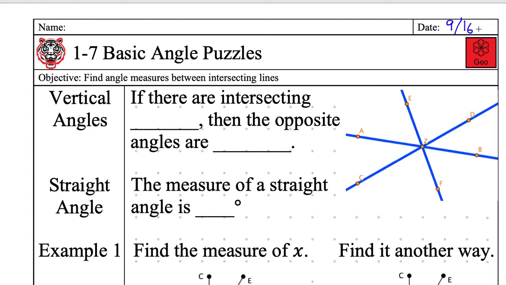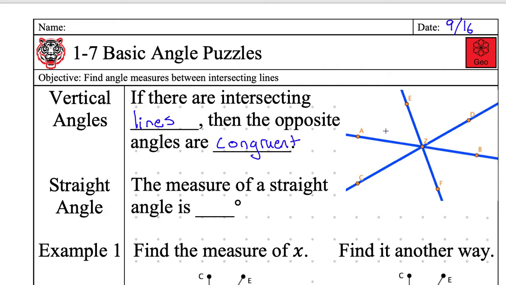Who can do this, Andres? If there are intersecting lines, it is indeed lines, then the opposite angles are congruent. There it is. Thank you, Andres, for reminding her. Yes, so we have these lines.